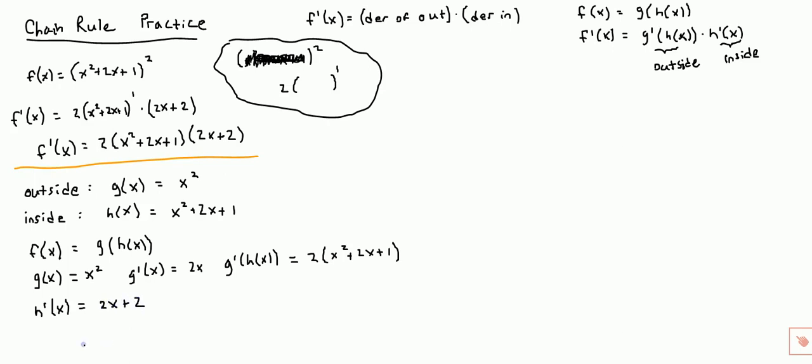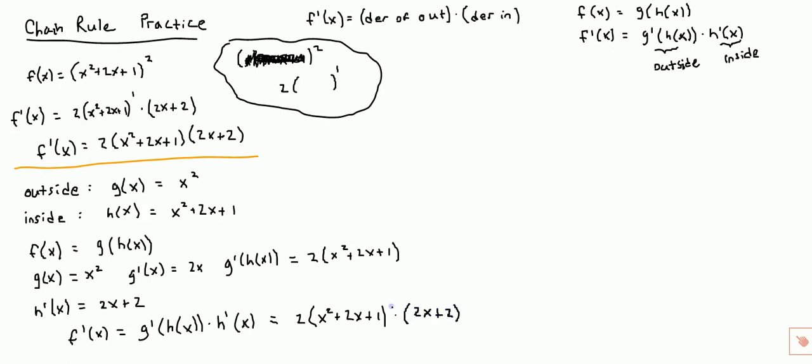So f prime of x is g prime of h of x times h prime of x. Now we plug in g prime of h of x times h prime of x. Okay, so same answer. A good deal more work though.